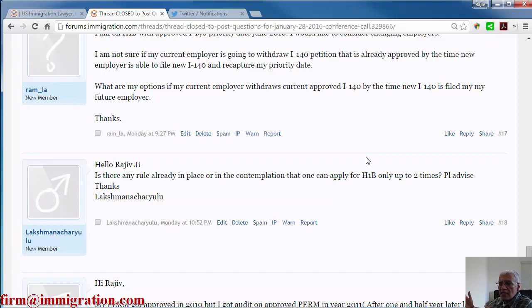If you have no way of extending it beyond 6 years, you can't file again until you become eligible again. But within those 6 years, or extended 6 years because of green card, you can file as many H1s as you like. Any follow-up question on this, please press *5.